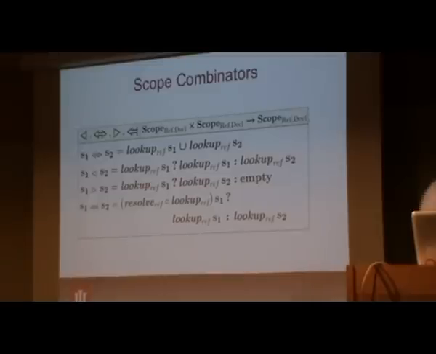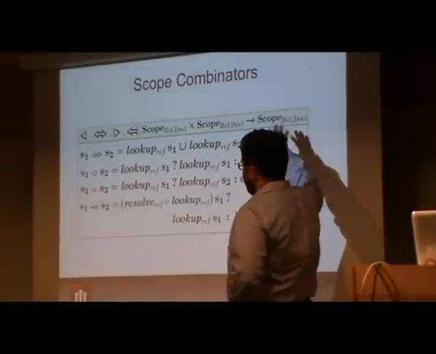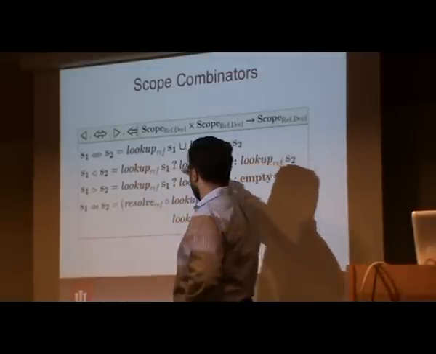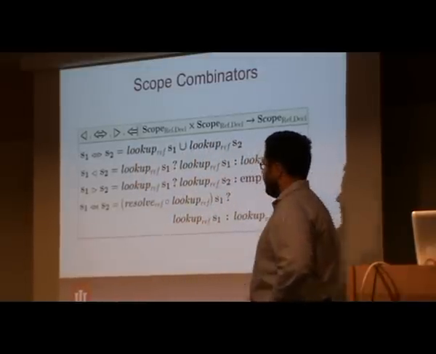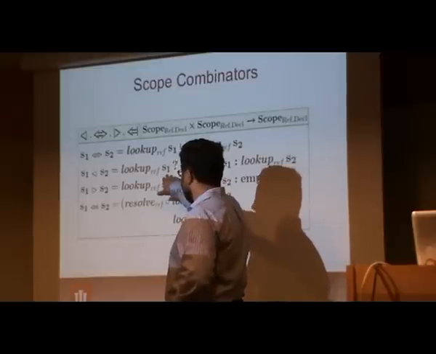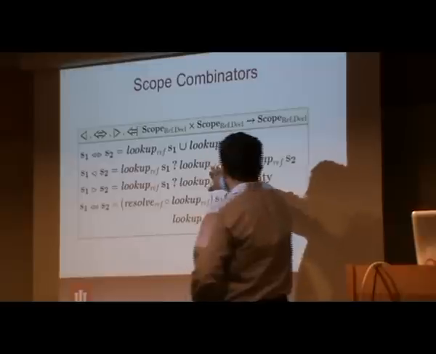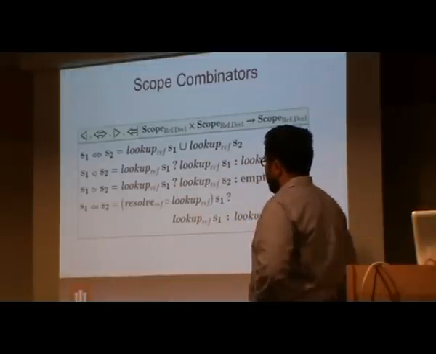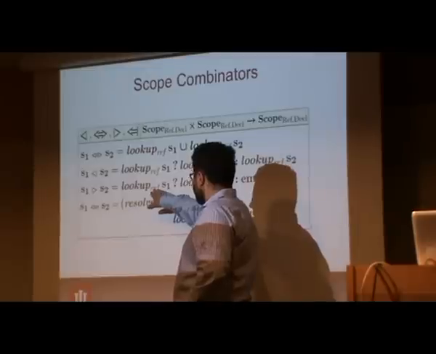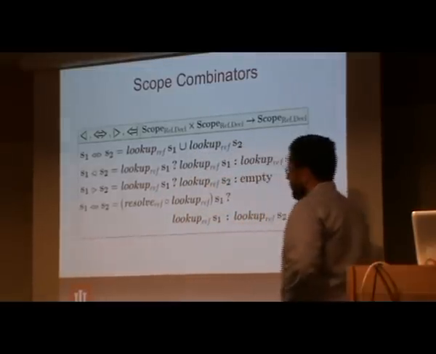So here are the combinators. Basically, a combinator takes two scopes and returns another scope. For merging, we take the results of lookup into the scopes and union them. For hiding, we check if the lookup succeeded in the first scope. If so, we return the results from the first scope. Otherwise, we return the results from the second scope. For opening, we check if the lookup succeeded in the first scope, then we will look into the second scope. Otherwise, we will not do anything.